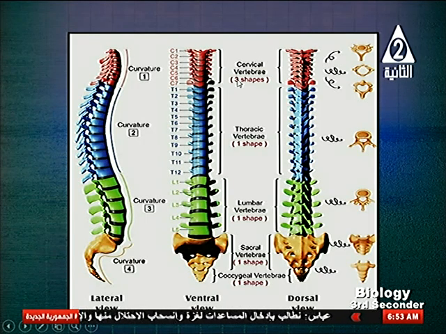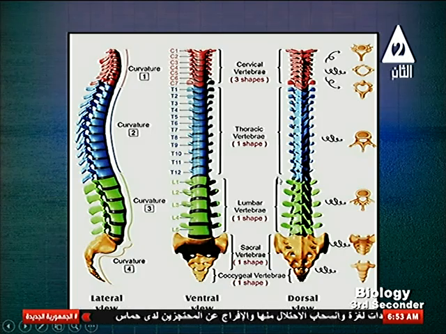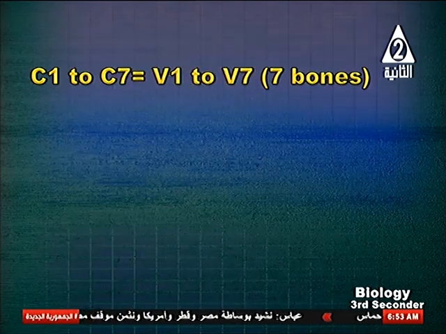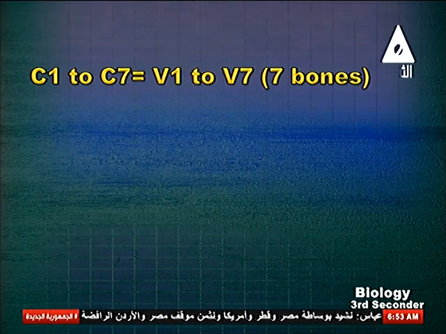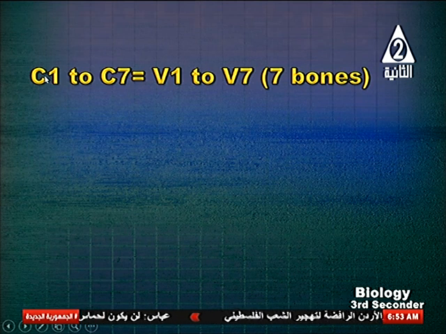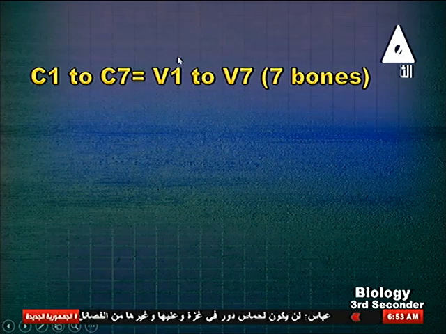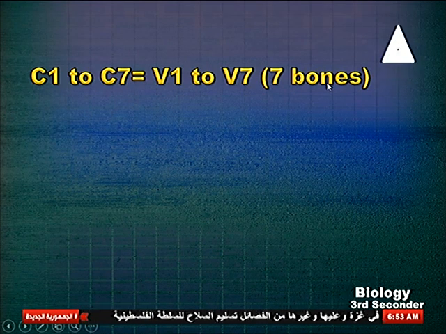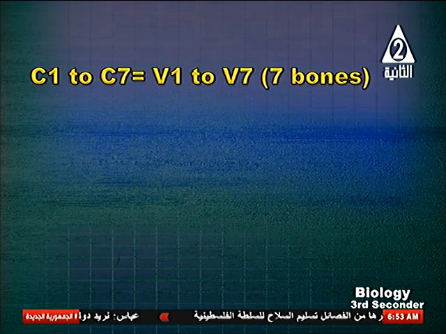Cervical vertebra has 3 shapes. Thoracic vertebra, all one shape. Lumbar vertebra, all one shape. Sacral vertebra and coccygeal vertebra, also one shape. Let's study again how to calculate the number of vertebra from cervical vertebra number 1 to cervical vertebra number 7. It is the same number in the vertebral column, vertebra number 1 to vertebra number 7, and they are 7 bones because they articulate together, not fused.